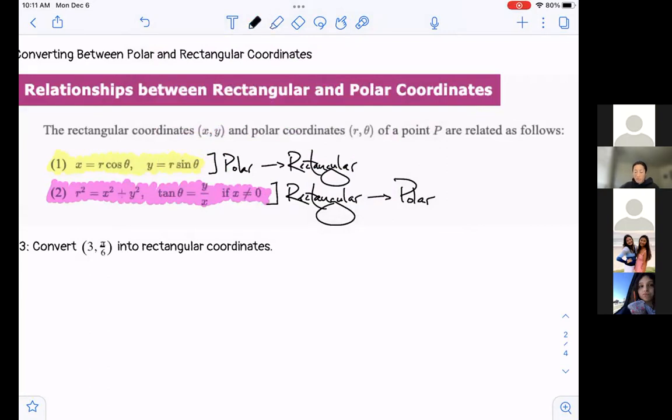Before we use these, I'm wondering if someone can tell me why we've written so carefully at the end here that x does not equal 0. Why does that even matter?